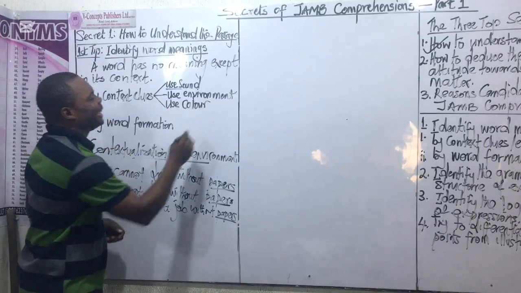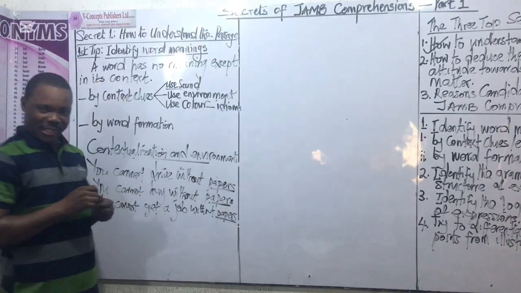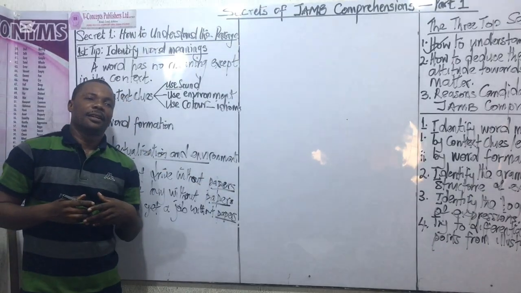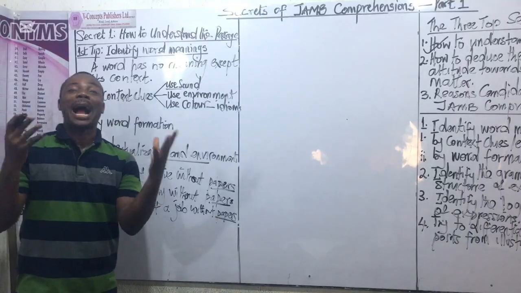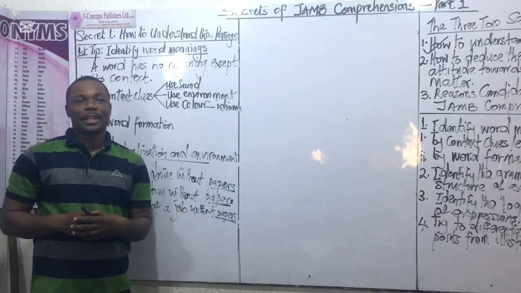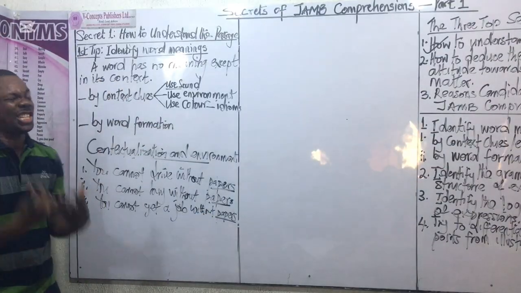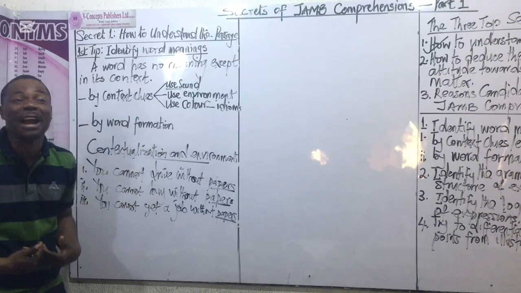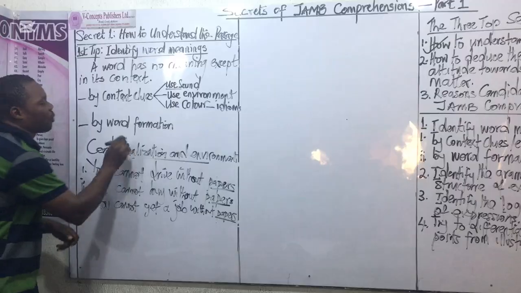What about the use of color? This one is essentially relevant when you are talking about idioms. If I say, my account is in red. My account is not in red, by God's grace. So, my account is in red. What does that mean? There's no money in the account. The person is broke. Alright, so this is what we mean by the use of contextualization, the use of sound, the use of environment, and the use of color.